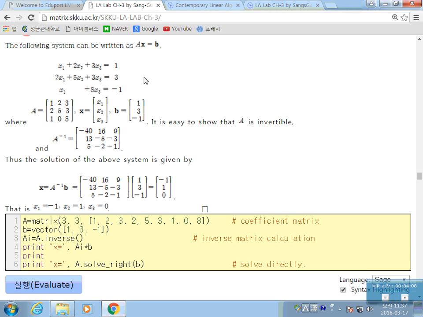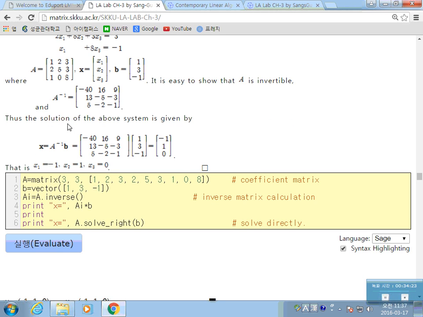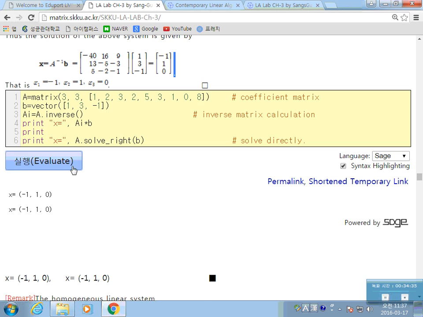If you have AX is equal to B like this, then AX can be written in matrix form with these matrices and vectors. Then A inverse can be found easily by REF, using Gaussian elimination. Then x is equal to just A inverse times B, which is this, which means x1 is equal to minus 1, x2 is equal to 1, and x3 is equal to 0. This can be done in this way.